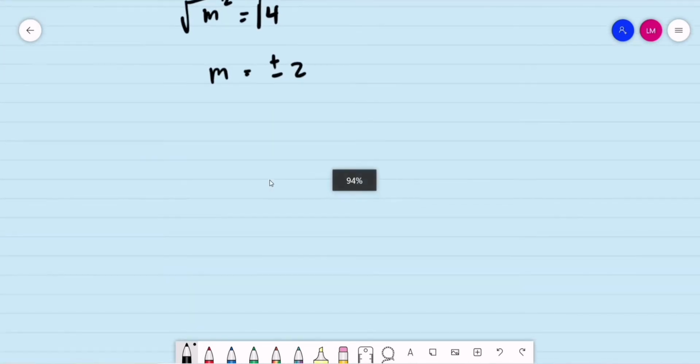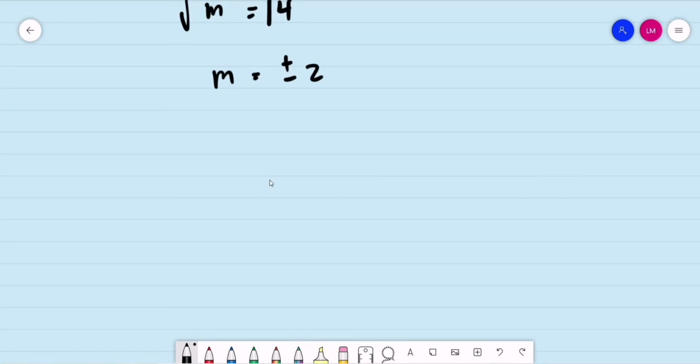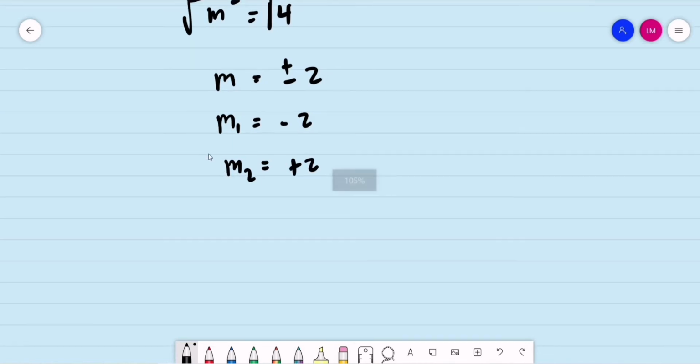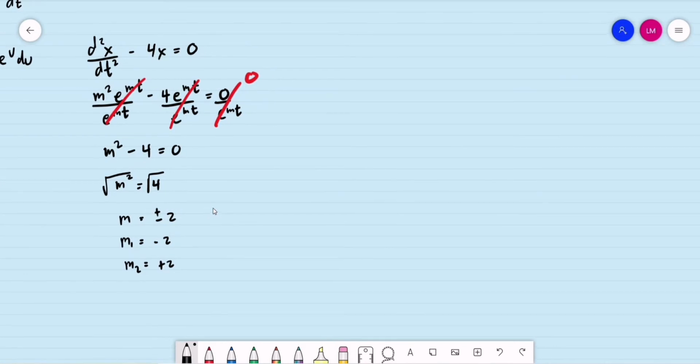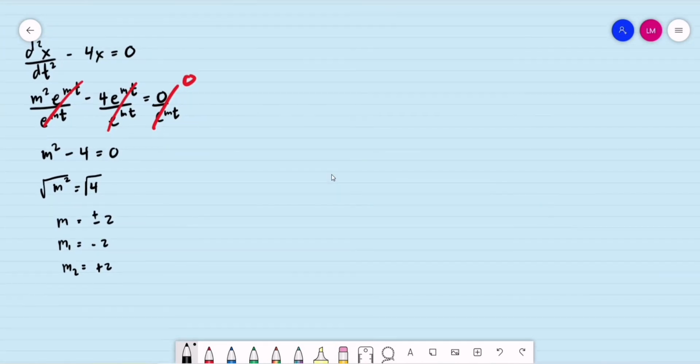So we can conclude that the roots, let's say m1, I'll be using m1 as negative 2. The second root, m2, will be the positive 2. Then we are now ready to write our general solution.